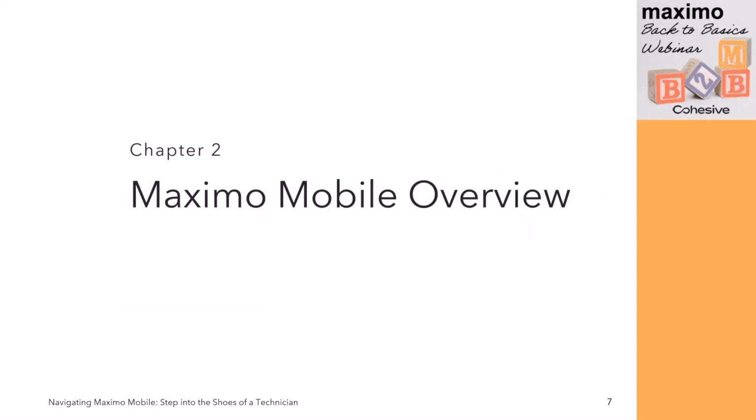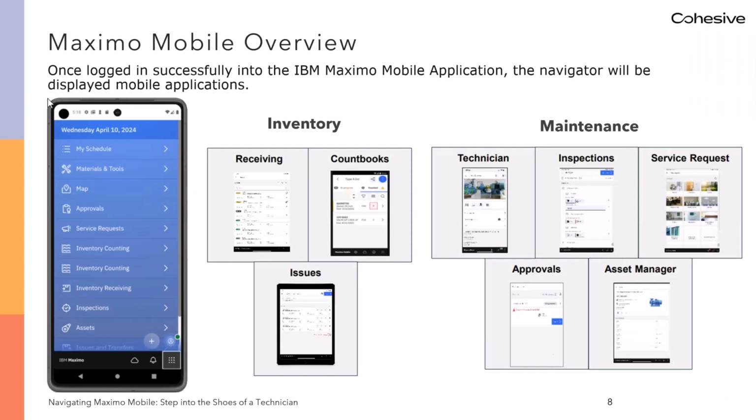Thank you, Anissa. So in this section, we're going to discuss what's available in mobile, as well as some reasons why organizations could benefit from using it in their work. So first, the navigator screen. The navigator screen is the heart of the Maximo Mobile application. It serves as a central hub for accessing all of the available features given a specific user's entitlement and security settings. Two of the major functionalities of mobile are inventory management and maintenance.